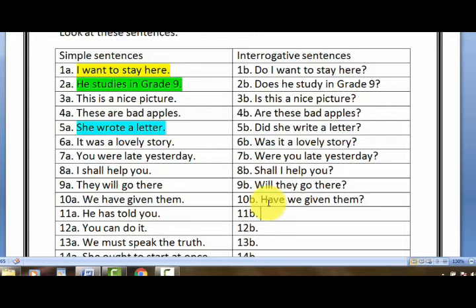11b, we have been given has, so we say, has he told you? Has he told you? Put the question mark there. Don't forget your question mark. You can do it. Can you do it? Don't forget your question mark, please. Very important. Must we speak the truth? Don't forget your question mark.